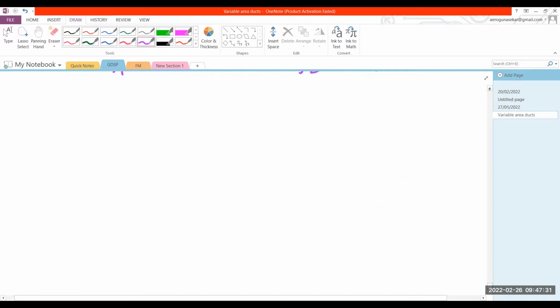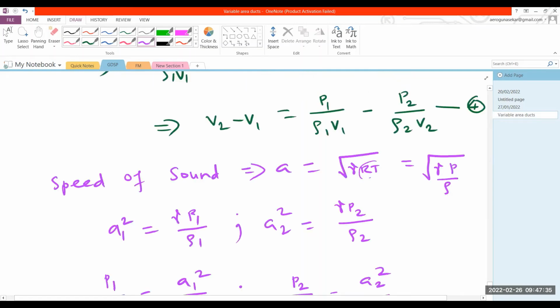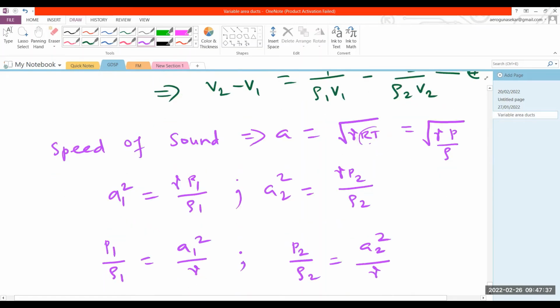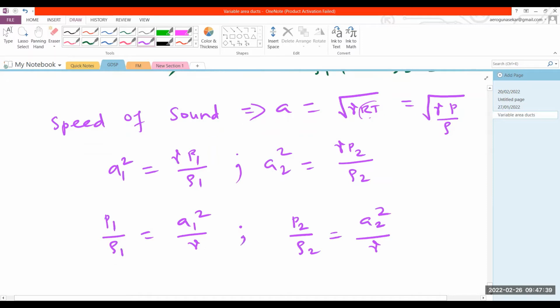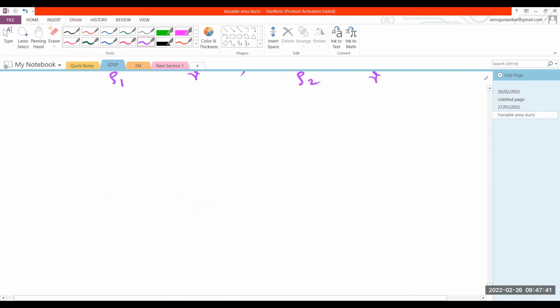This simplification we are going to use in the above equation, that means substituting in equation number 4.